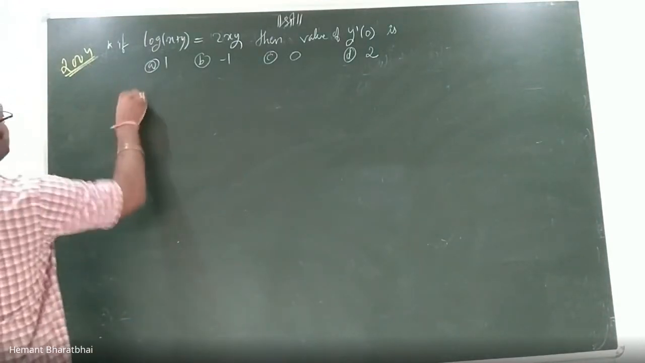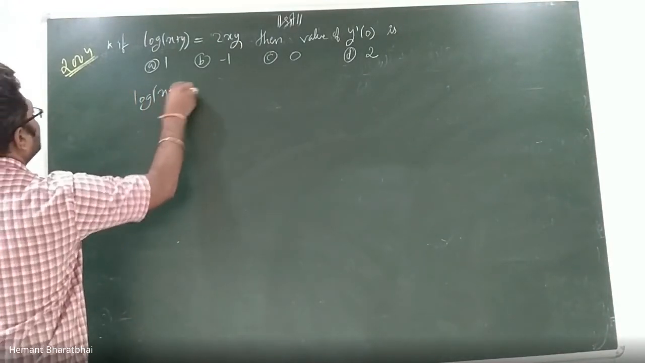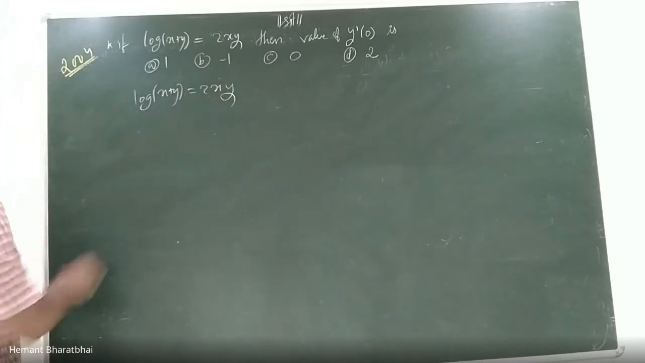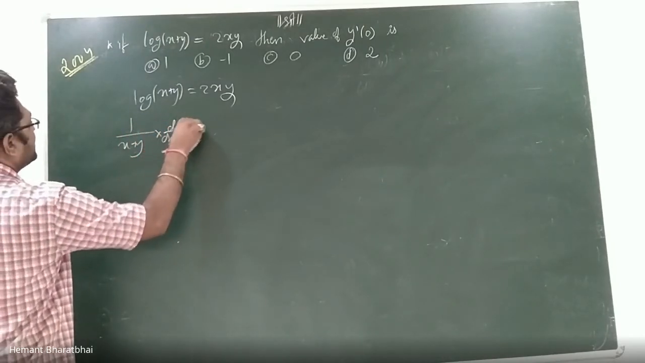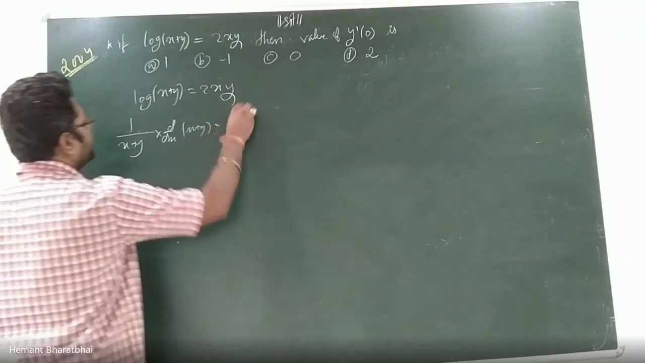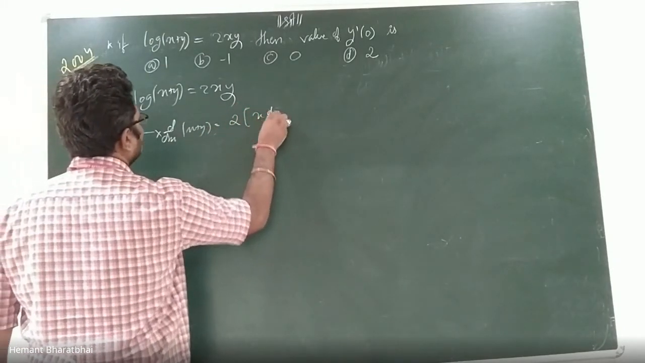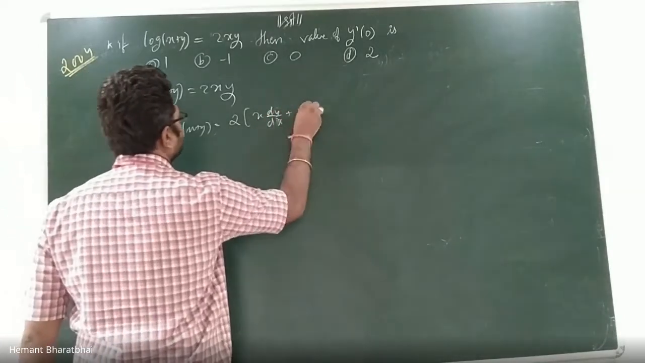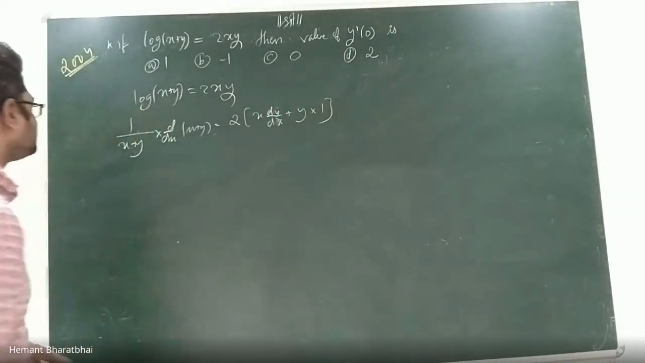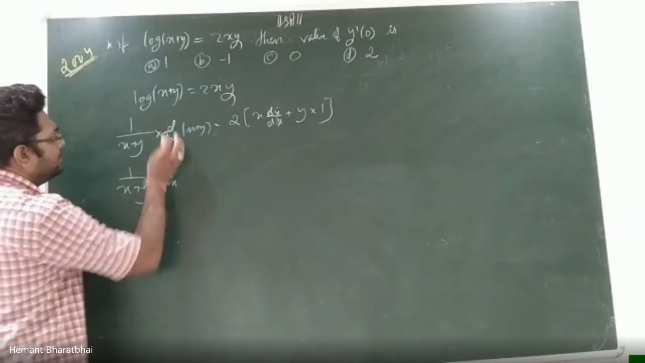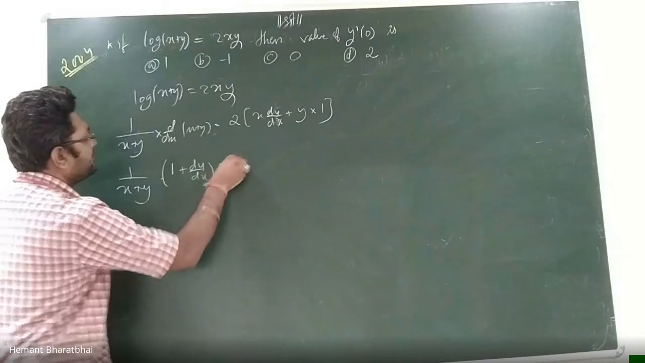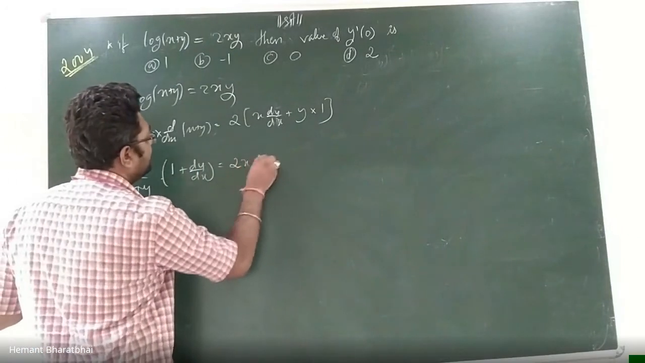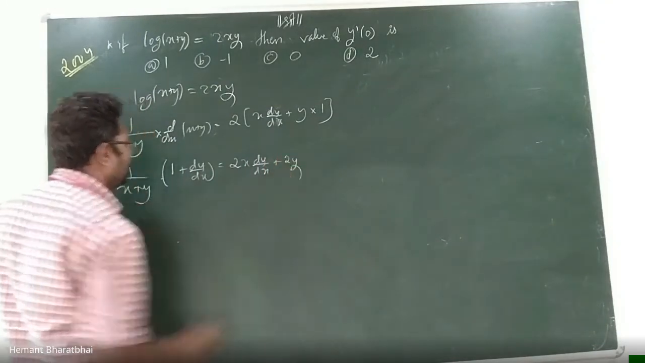Let's solve this. So log of x plus y is equal to 2xy. Let us take the derivative. So derivative of log is 1 by x. So this will be 1 by x plus y into derivative of x plus y. Derivative of 2xy by product rule: x into derivative of y plus y into derivative of x. So this will give me 1 upon x plus y into d dx of x, that will be 1 plus dy by dx is equal to 2x dy by dx plus 2y.